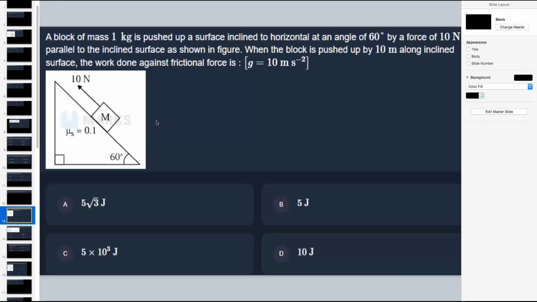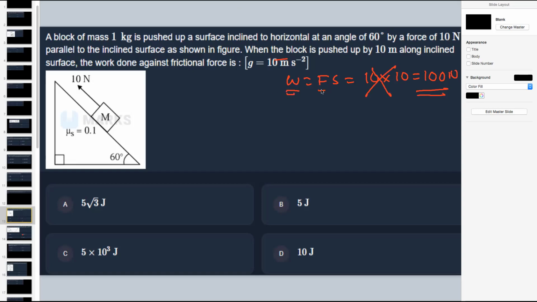Yes, this next problem is also a simple problem related to basic idea. The problem is a block of mass 1 kg pushed up a surface inclined to horizontal at an angle 60 degrees by the force 10 Newton parallel to the inclined surface as shown in figure. When the block is pushed up by 10 meters along the inclined surface, the work done against the frictional force is. Suppose in this problem, if I take work done equal to force into distance, force is 10 and the distance is 10 meters, it is equal to 100. Is it correct? No, it is not correct.